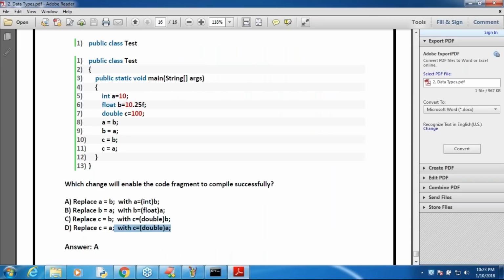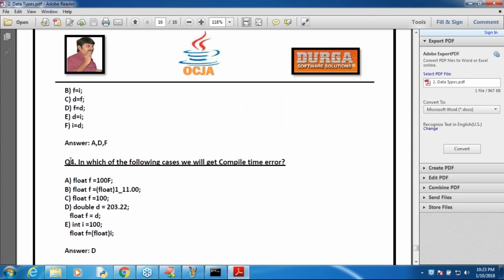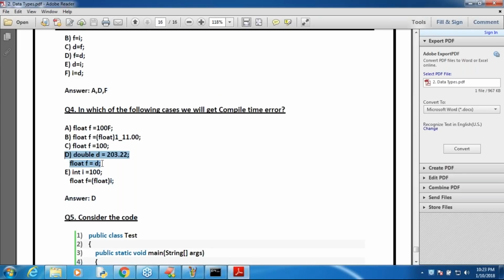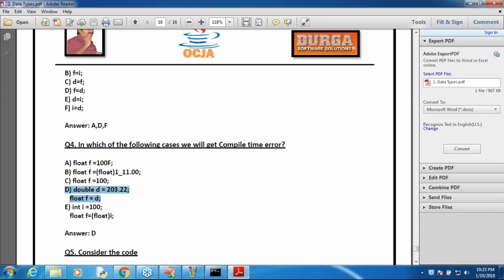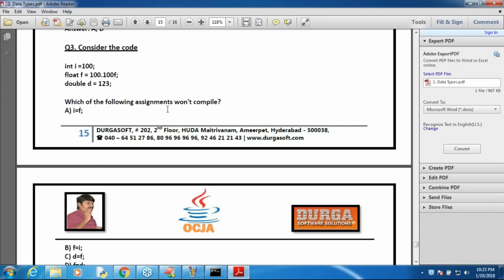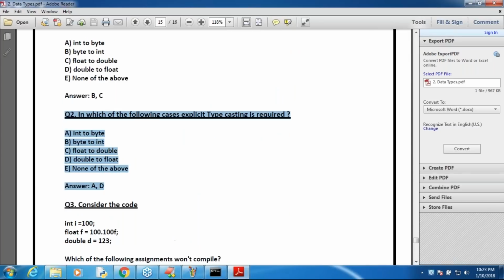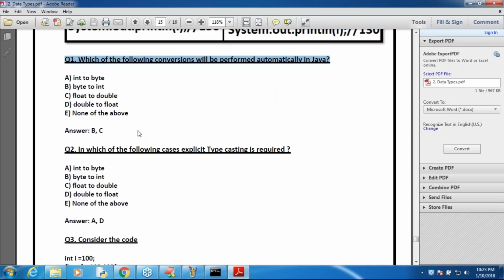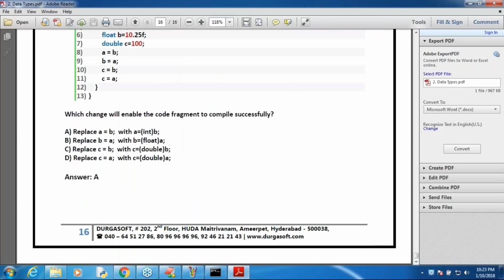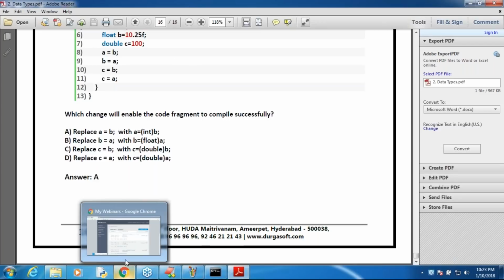In our material: in which of the following cases will we get a compilation error? Answer D. Which of the following won't compile, A, D, F? We covered that already, right? Which conversions will be performed automatically? Clear answers are also specified for your preparation. You can download the material, right? Our team already shared it. I hope you can download this folder. It will be shared with each and every student, and from that folder you can download the material.